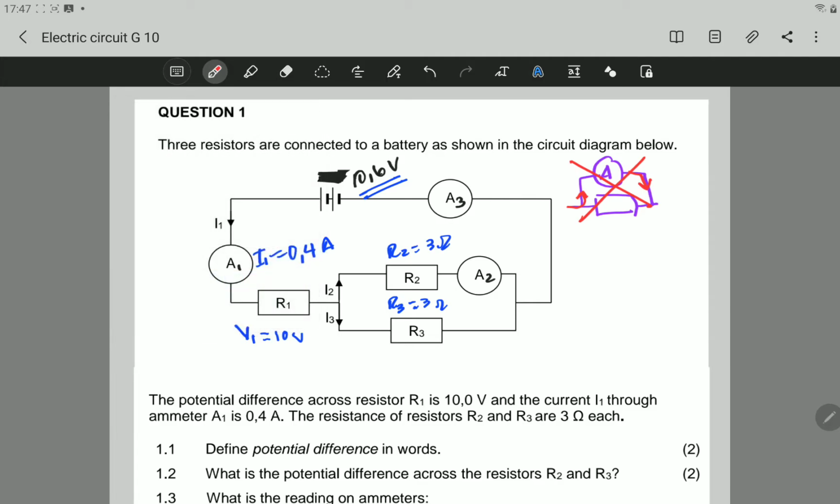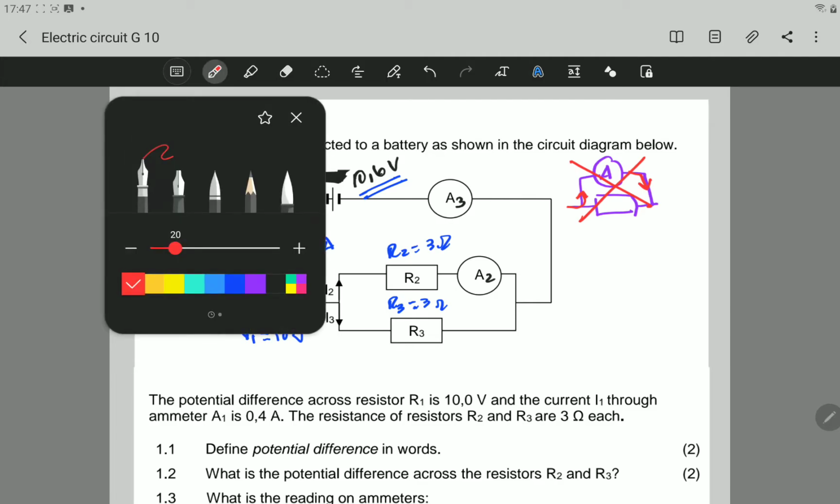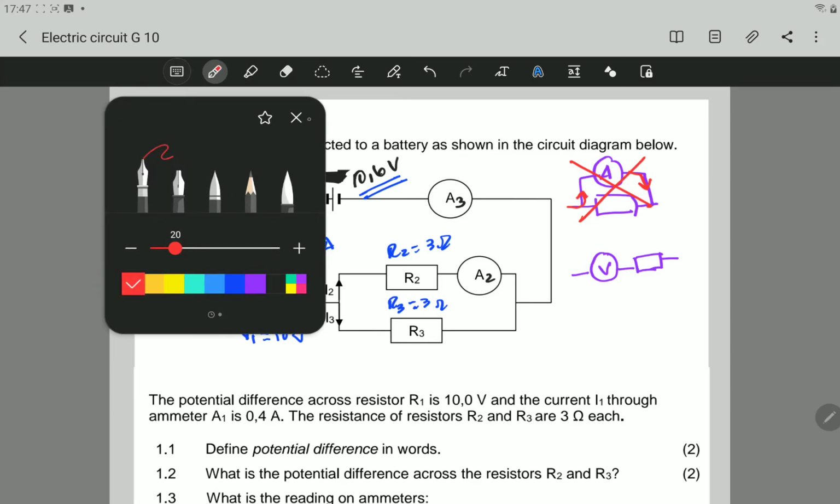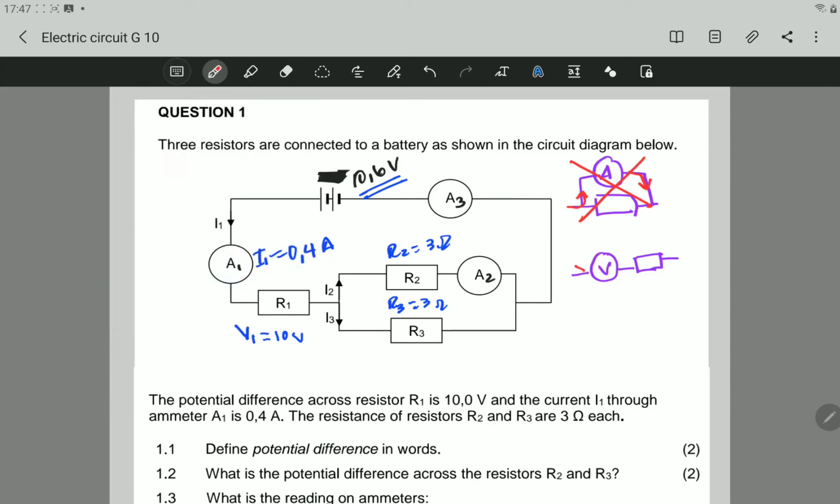And the opposite with voltmeters. Voltmeters have very high resistance and therefore must be connected in parallel. If you connect a voltmeter in series with a resistor, the current is not going to flow because the voltmeter has very high resistance. So we cannot connect voltmeters in series or ammeters in parallel. Okay, so let's go and answer the question.